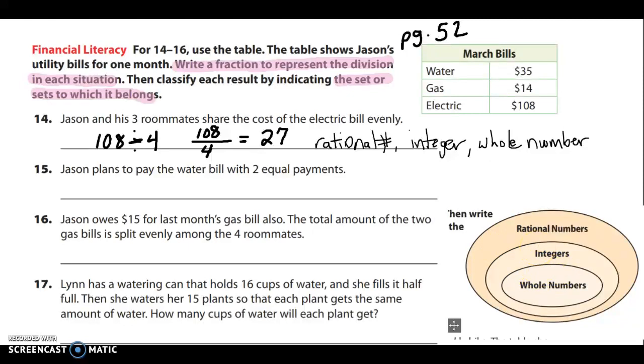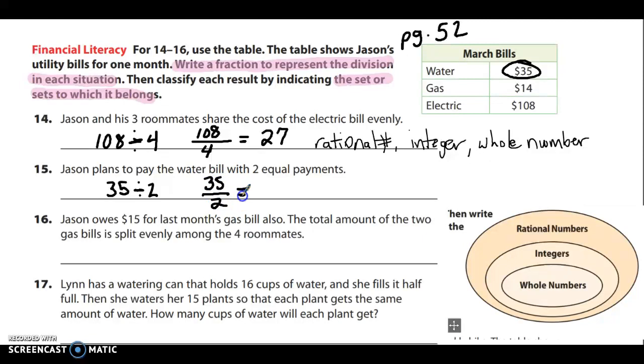All right, next. Question 15. Jason plans to pay the water bill with 2 equal payments. The water bill is $35, and he's going to divide that into 2 payments, so that's going to be 35 divided by 2. And the first thing we're going to do is write that as a fraction, so that'd be 35 over 2.